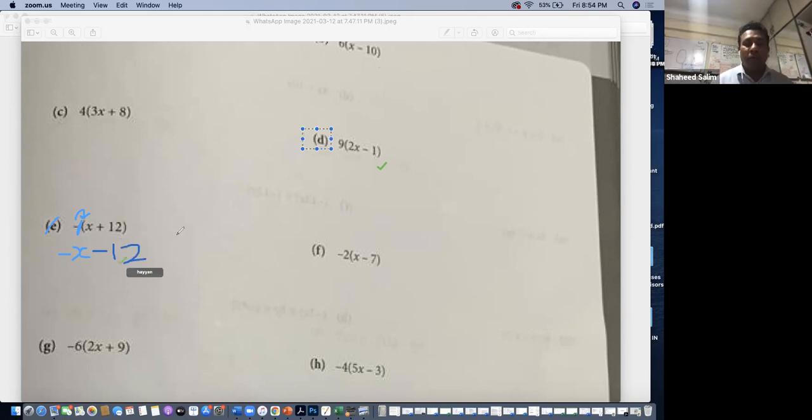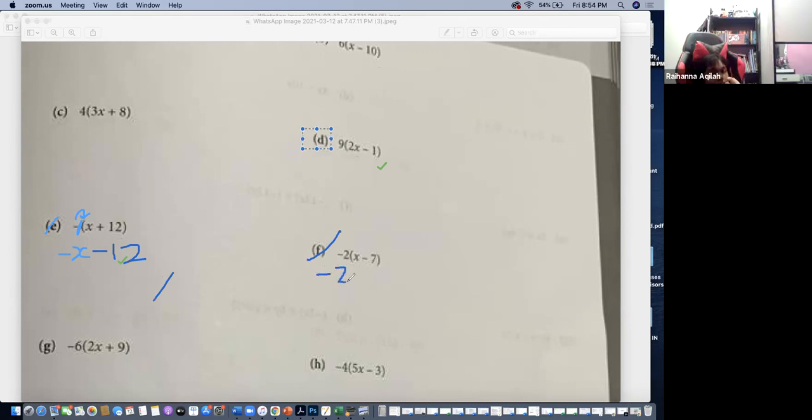Okay, we are going to move on to the very last one. This time you ask Raihana to do this one, Raihana. -2 times x, Raihana. Negative 2x.